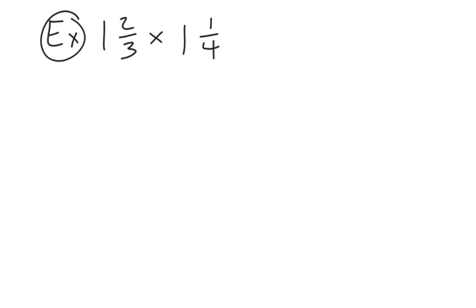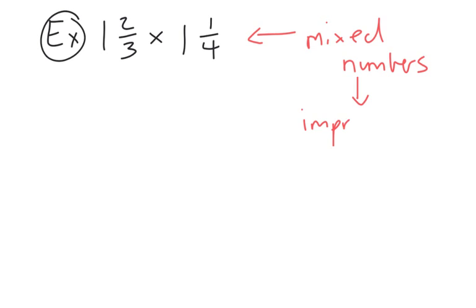In our second question, we have 1 and 2 over 3 times 1 and 1 over 4. You'll notice that these are both mixed numbers. We've seen these before in previous videos. A mixed number contains both an integer and a fraction. Now, these aren't very useful to us, so we want to convert these mixed numbers into improper fractions, meaning we want the numerator to be greater than the denominator.